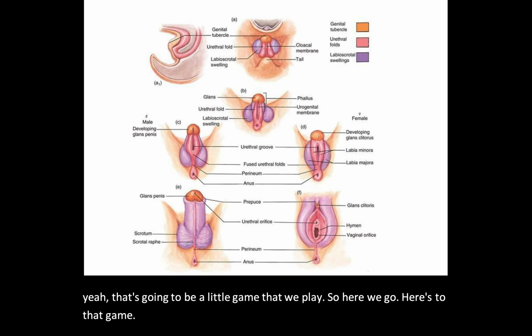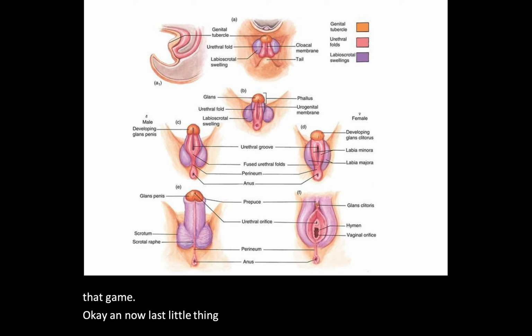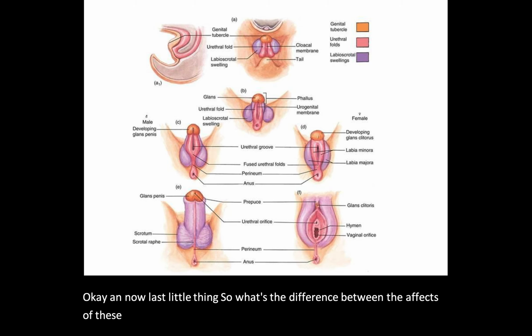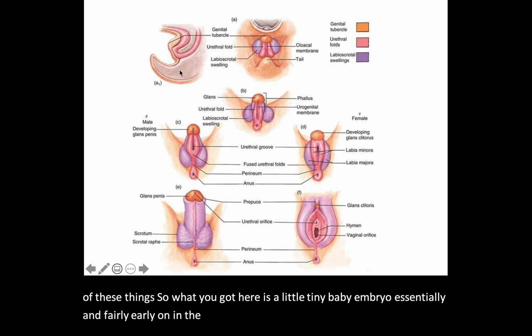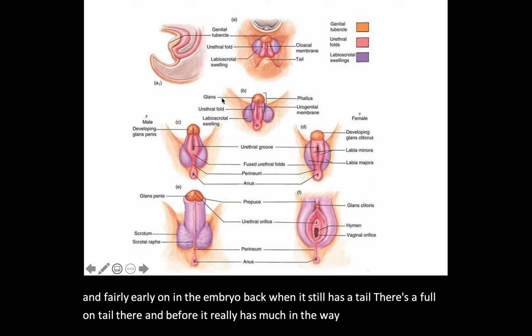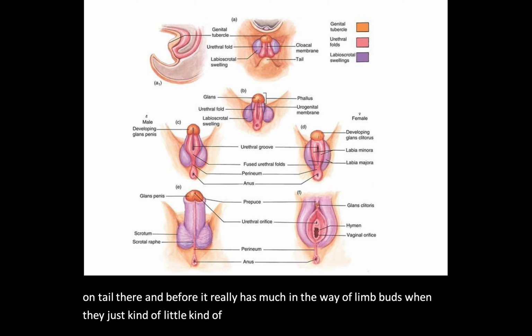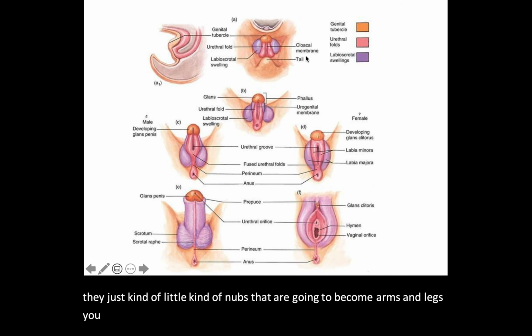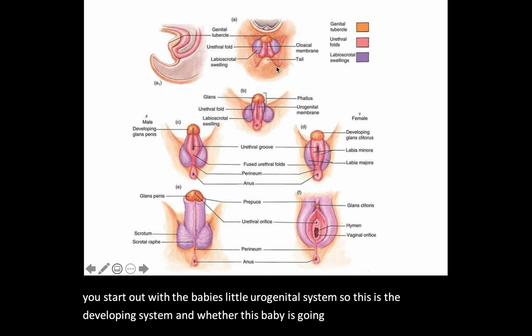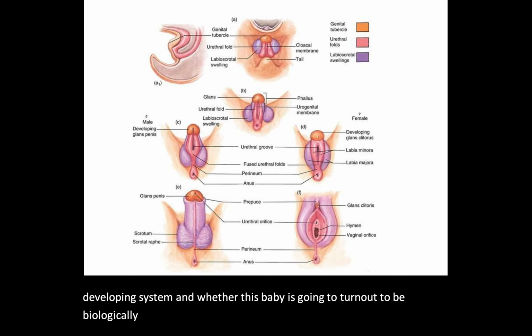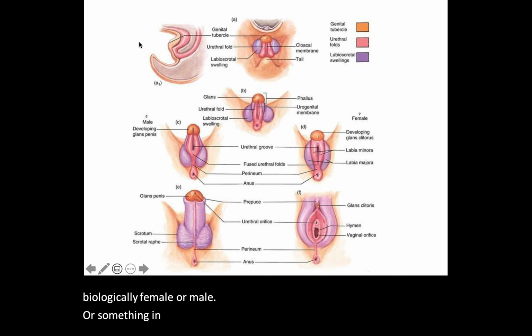Okay, and now, last little thing. So what's the difference between the effects of these things? What you got here is a little tiny baby embryo, essentially. And fairly early on in the embryo, back when it still has a tail, there's a full-on tail there, and before it really has much in the way of limb buds, when they're just little nubs that are going to become arms and legs, you start out with the baby's little urogenital system. So this is the developing system. And whether this baby is going to turn out to be biologically female or male or something in between, they all actually start at the same place.